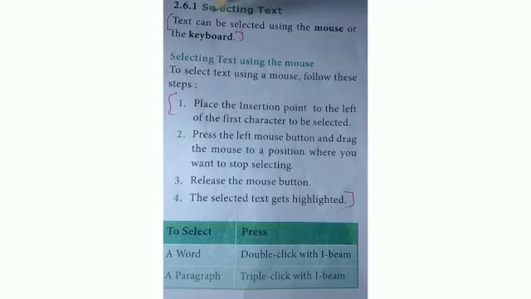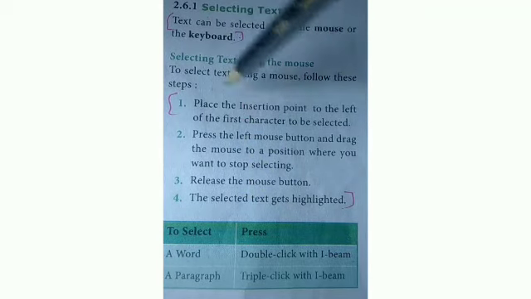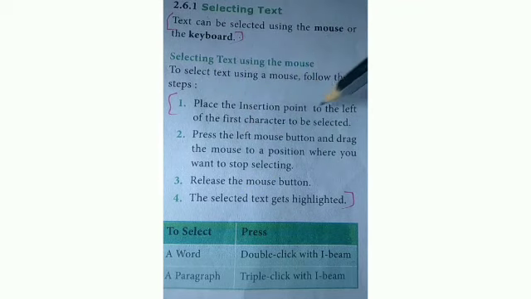Next one, selecting text. We can select the text in two ways. The first method is the mouse. The second method is the keyboard. We can see them one by one. First, selecting text using the mouse. First point, place the insertion point to the left of the first character to be selected.